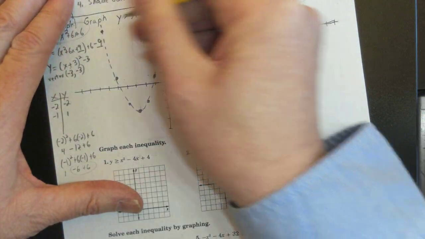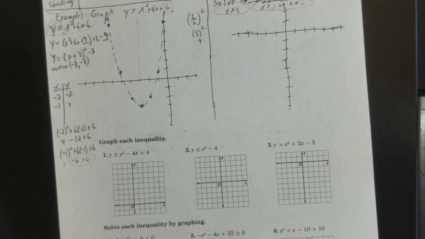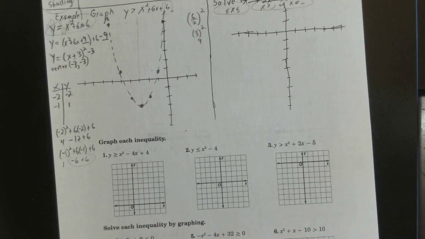We got nice points here. Okay, so there is our related function, graphed with a dotted line. Now we need a test point. Grayson, question or correction? Okay, yeah. Okay, we need a test point.